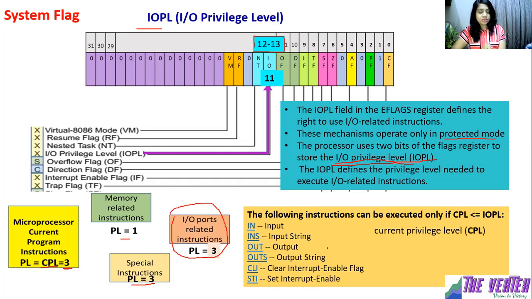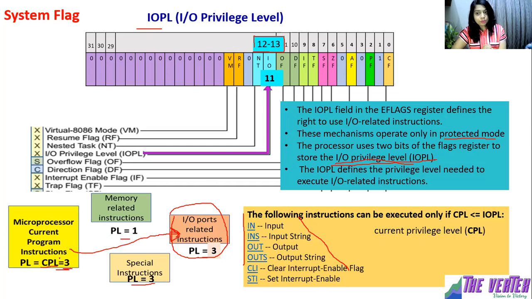Input output instructions have privilege level 3. For storing, because here IOPL is 1-1, 1-1 means the EFLAG register or flag has assigned privilege level 3 to these instructions. Now in this, the microprocessor's current program instruction has current privilege level 3. So it can access this instruction because their privilege level is the same.